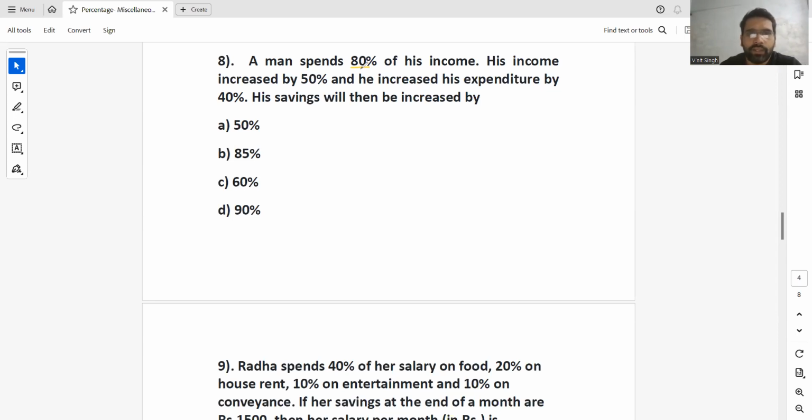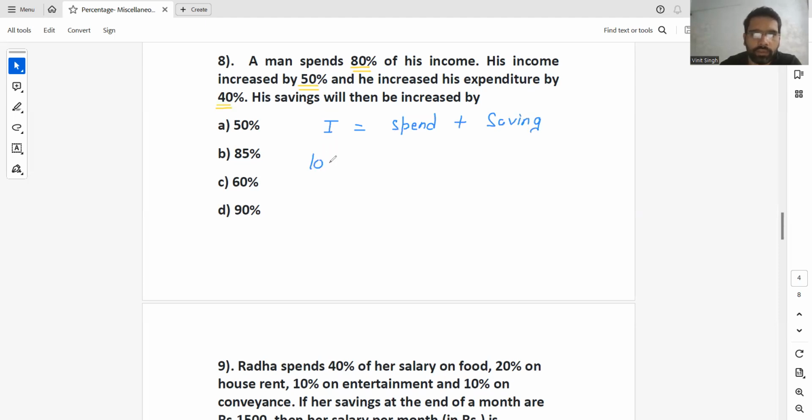A man spent 80% of his income. His income increased by 50% and he increased his expenditure by 40%. Find by how much his saving will be increased. So how much percent will the saving increase? We have to find. We already discussed this same question. Now we will apply the same method. Income is equal to spend plus saving.